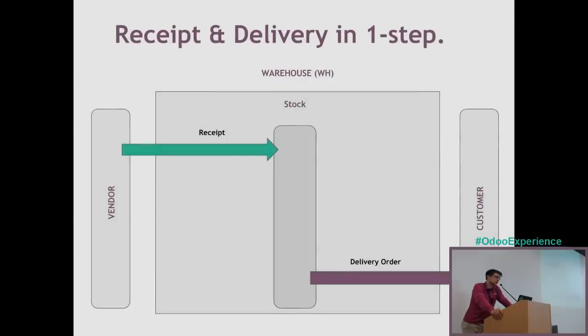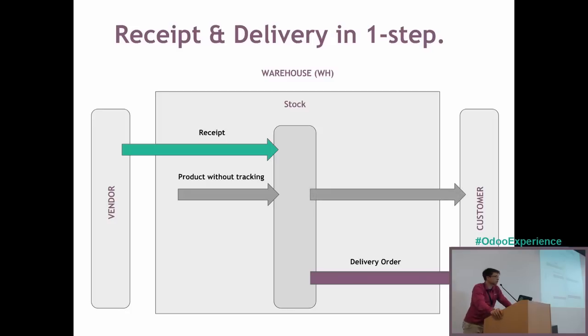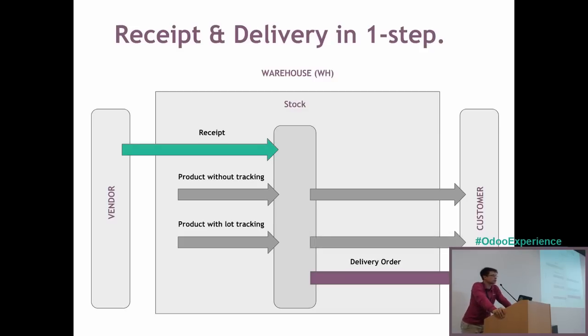And the first use case will be a receipt and a delivery in one step. So here I'll buy the product directly from my vendor, and I'll have a receipt within my main stock location, and I can receive a product without tracking that I send to my customer, or I can receive a product with lot tracking that I also send to my customer. So I will do it in two steps, and when I have the product with lot tracking, of course, I will have to assign the lot numbers at the point of entry.